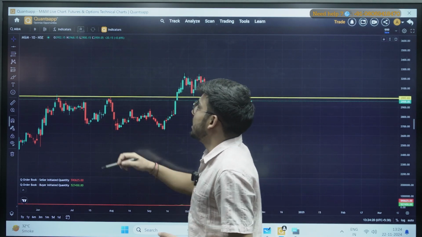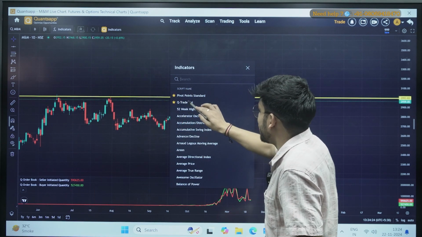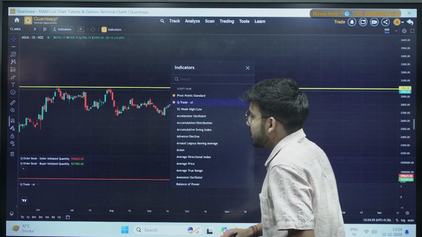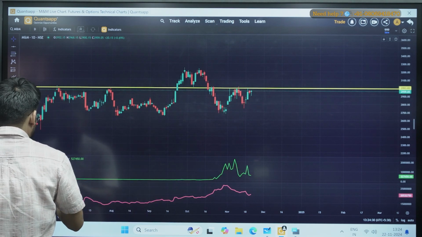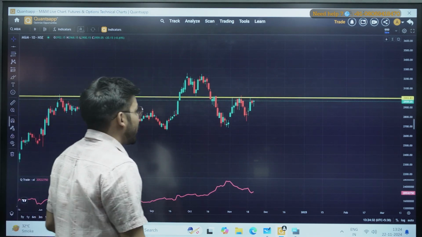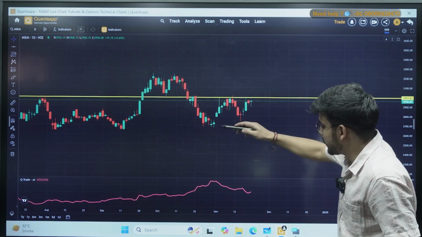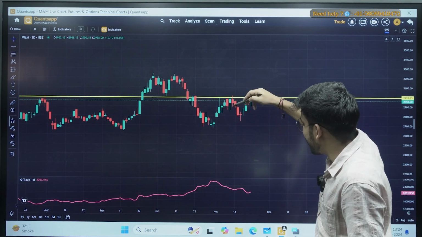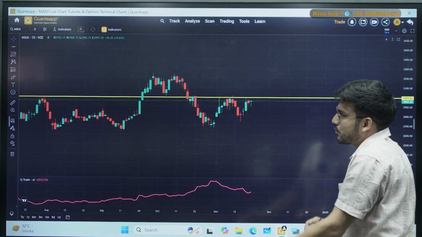Now the indicator I will use is OI. You can see the trade OI. I will select this indicator, and let's remove the remaining indicators from here. Now you can see when my market was giving me a good move, after that there was short covering, right? Now what I want is a breakout of this resistance.